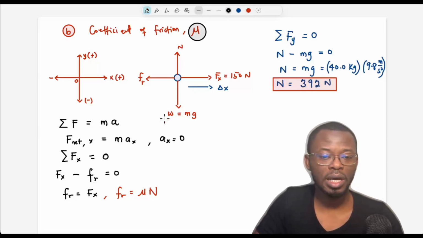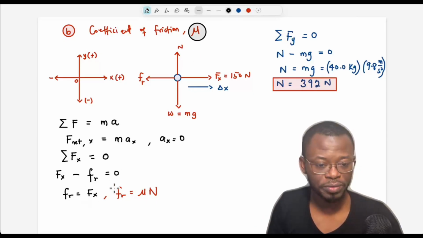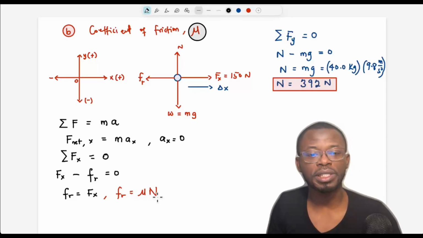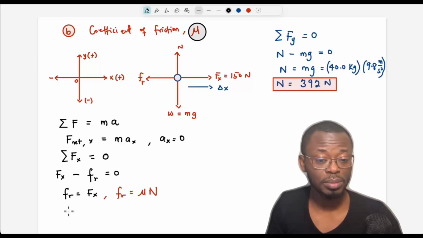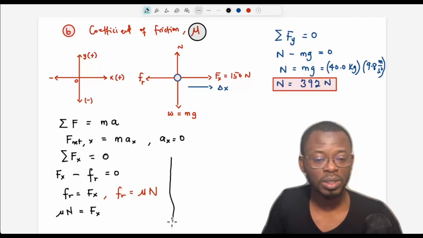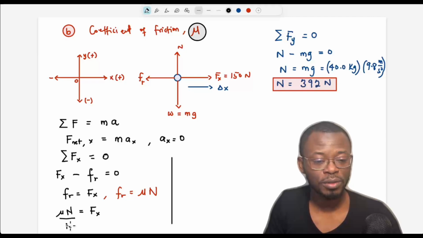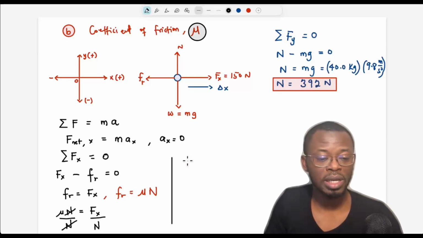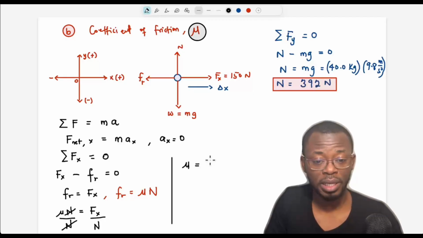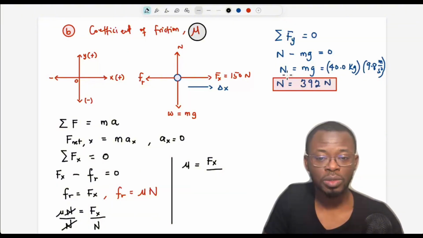So let's come back here to our equation. Friction force is the coefficient of friction times the normal force, so we can put that in here: mu N, in place of friction, is equal to the applied horizontal force. With that, we can calculate mu by dividing both sides by the normal force to isolate mu, and then we are left with mu, the coefficient of friction, equal to the applied force Fx divided by the normal force, which we just calculated here.